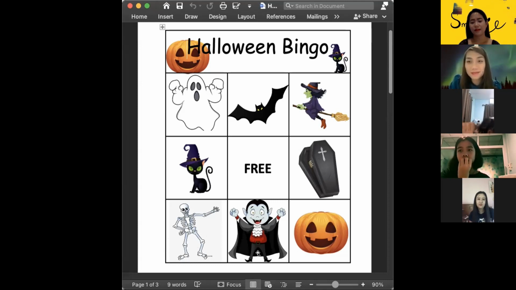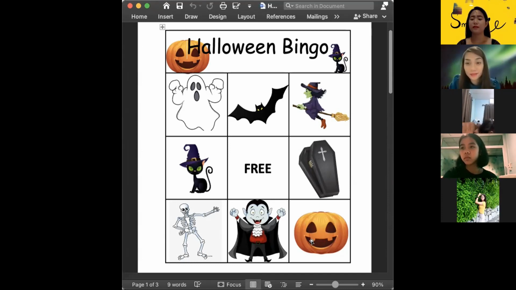Next, how about this? What is this? Anda, what is this? Dracula or vampire. Very good. Great job, Anda. So this is a vampire, or what we call Dracula as well. How about the last one? What is this? This is everyone's favorite. You can also eat pumpkin. Very good. So this is a pumpkin.